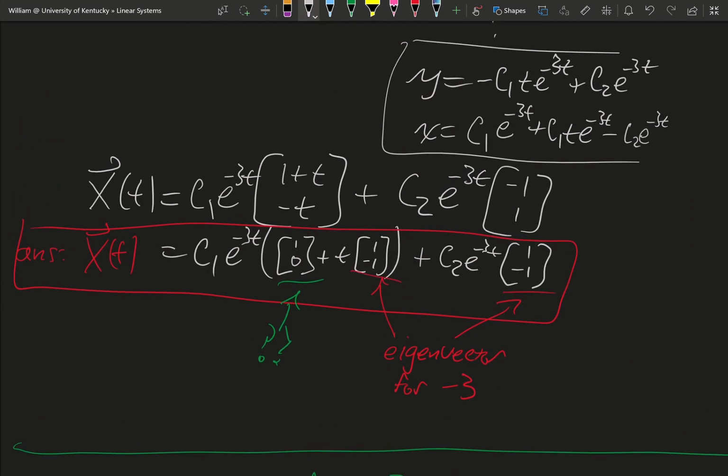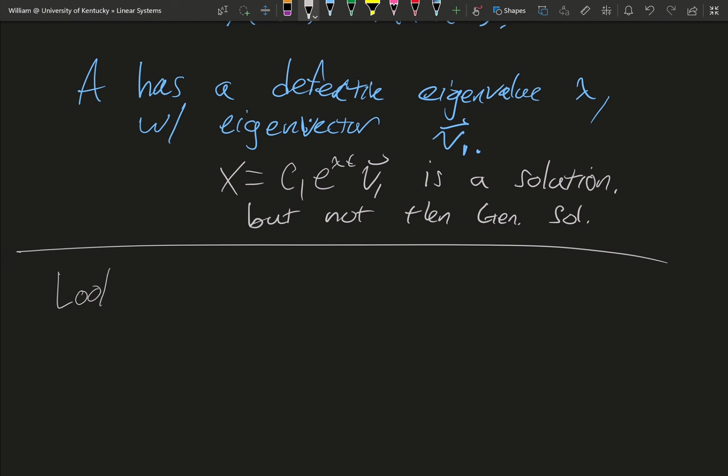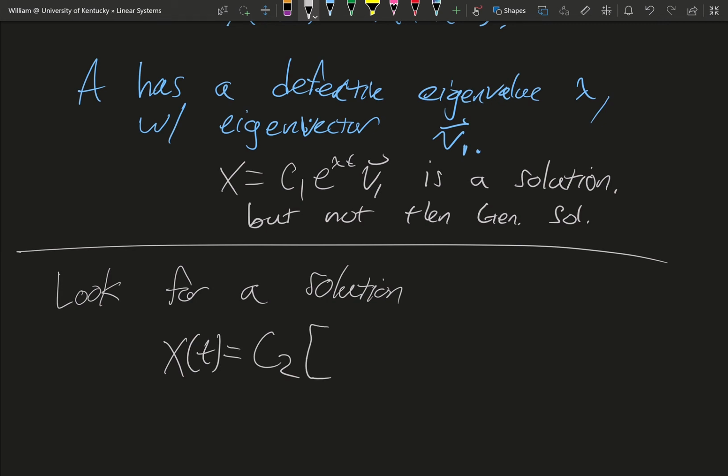And based on these examples, it seemed that we always picked up a t, and that t was always also associated to the eigenvector. So let's look. That looks like this. So x of t equals c2 e to the lambda t times (V2 plus t times V1).